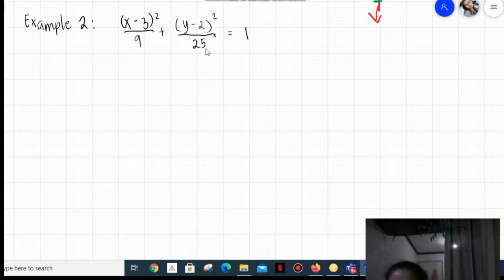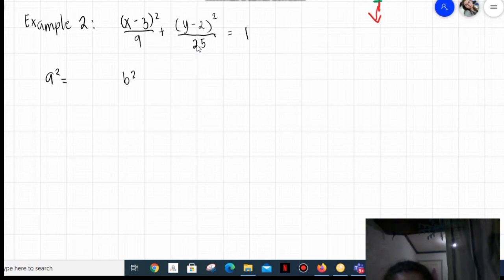So, ngayon, compute na natin yung mga points or kunin na natin yung mga points. First is si a. So, yung a squared natin and then the b squared. Ang a squared natin, siya yung mas mahaba, I mean, mas mataas na number. So, si a squared is si 25.